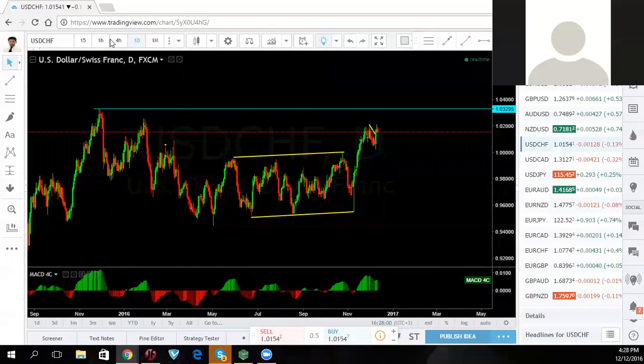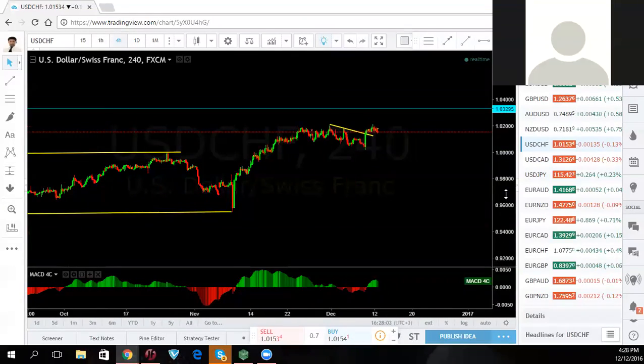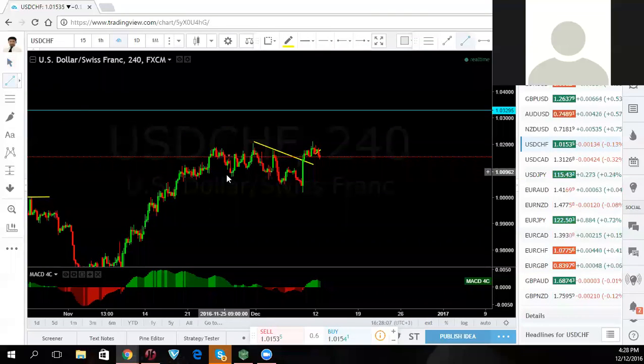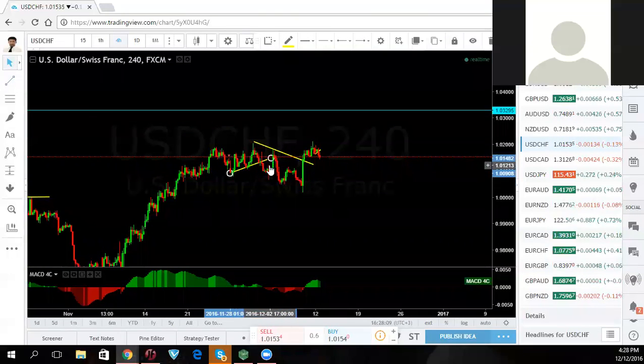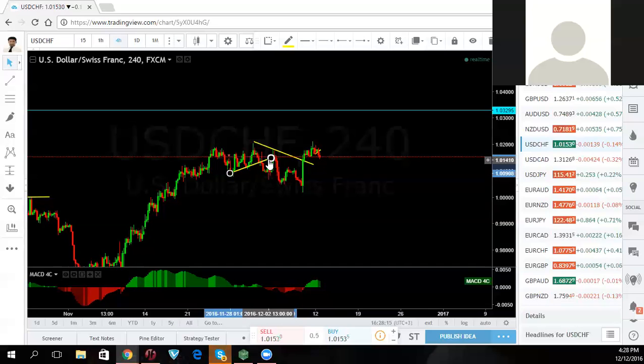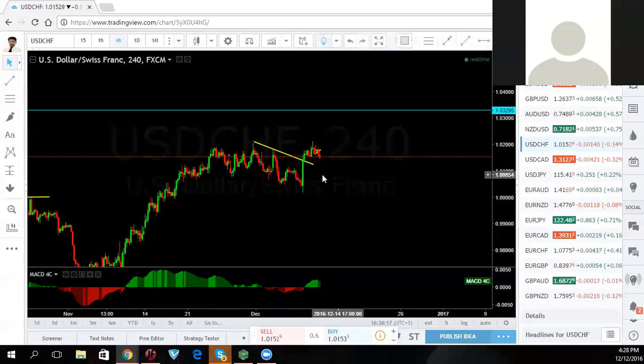Well, let's go look at it in a 4-hour. Our first trade kicked in here on the break of this structure here. This is where our first trade kicked in, right here. We came out of the trade somewhere in here because it wasn't going. And I think that was a break-even trade for us because we didn't take profit off of it. And we're looking for a second trade from here.